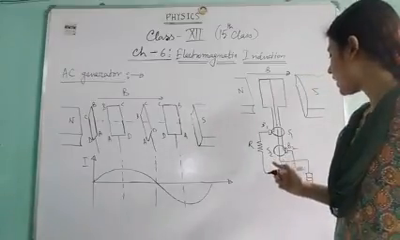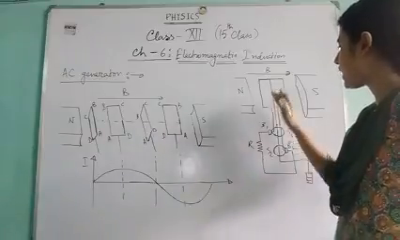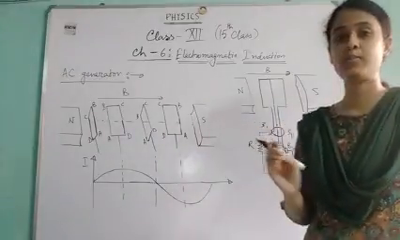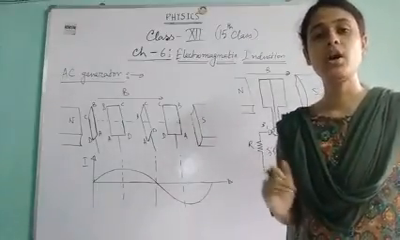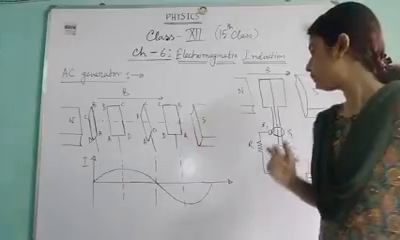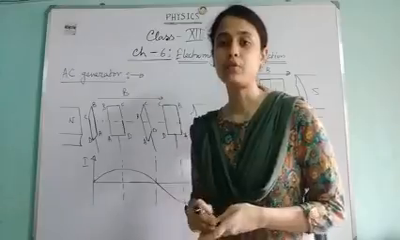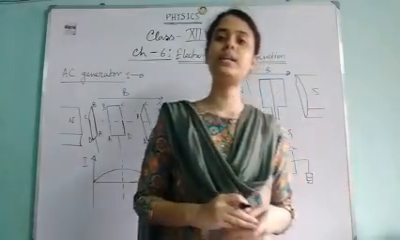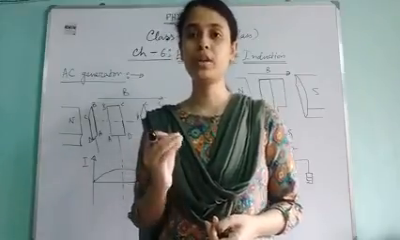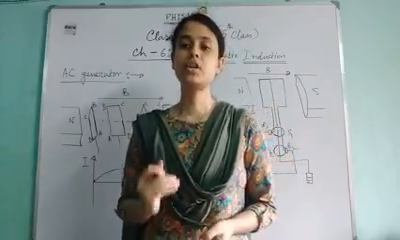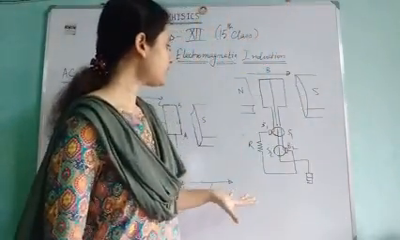Here I would like to tell you that when the armature is rotated, current will be generated. It is based on the principle of electromagnetic induction, which is based on Fleming's right hand rule. So if you are asked what the working principle of an AC generator is, you will write that it works on the principle of electromagnetic induction based on Fleming's right hand rule. This is what you have learned in class 10.